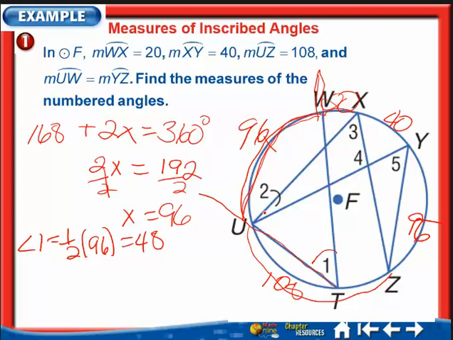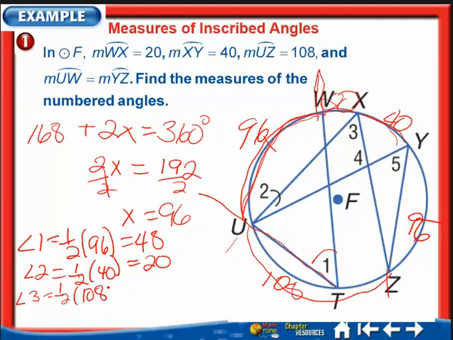Angle 2 is right here. Follow these sides all the way out, and you will see that they encompass XY, which is 40. So it's going to be half of 40, which is 20. Angle 3, again, visually carry these sides all the way out. It intercepts the arc of 108, so angle 3 is going to be half of 108, which is 54.